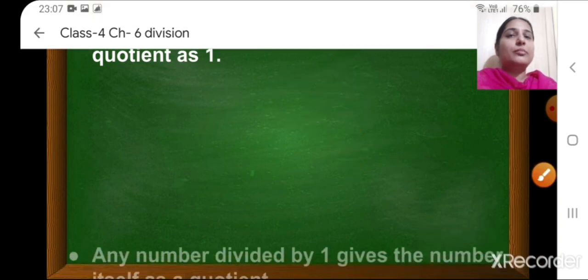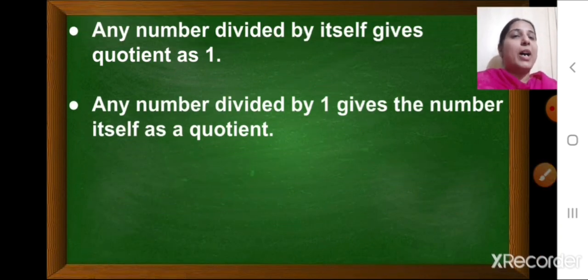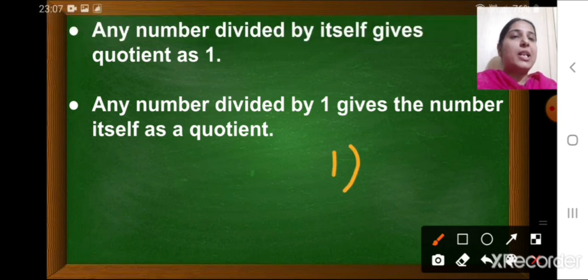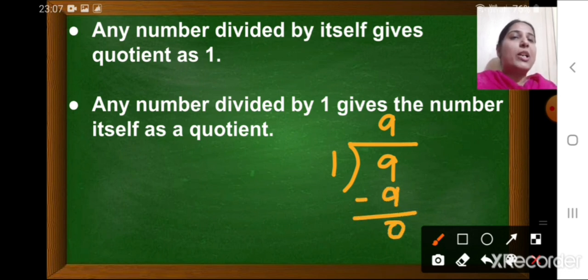Then any number divided by 1 gives the number itself as a quotient. Now suppose, children, any number divided by 1. Let's divide 9 by 1. So when we are dividing this 9 by 1, what will we get? 1 9 times is only 9, isn't it? 1 9s are 9. So any number divided by 1 gives the number itself as the quotient. So when we divided this 9 by 1, we get that number itself as a quotient.